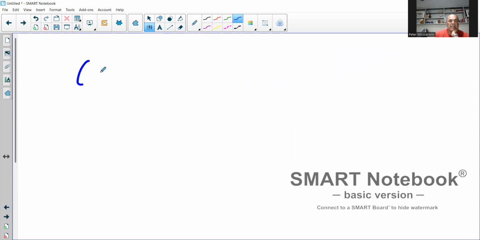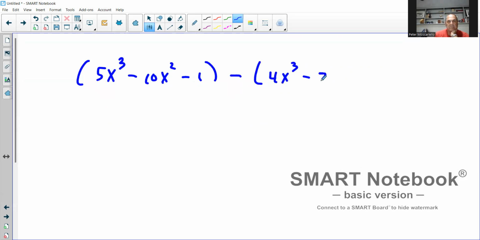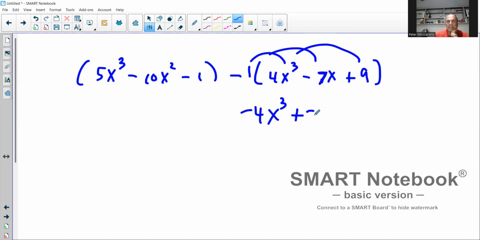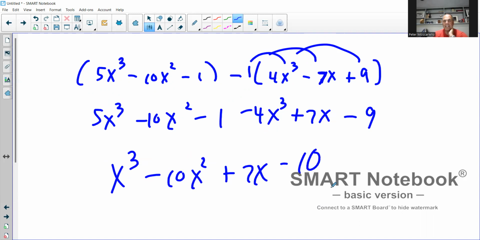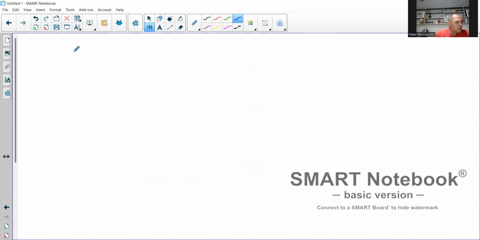You want to try another one? Go ahead. You pause, you're back, distribute the negative 1. So that's negative 4x cubed plus 7x minus 9. And we got this out front. What do you all got, kids? 1x cubed minus 10x squared plus 7x minus 10. I think that is it. Number 12.